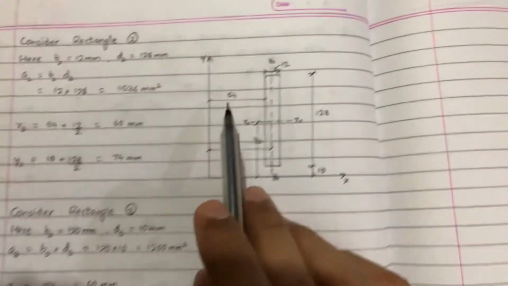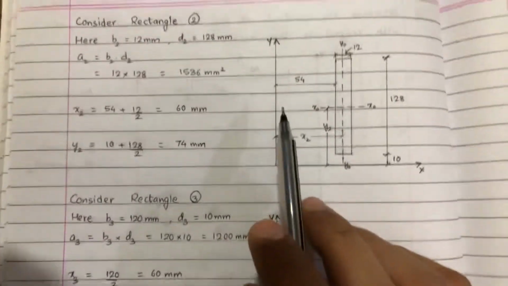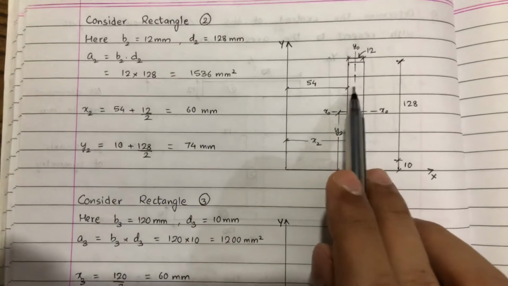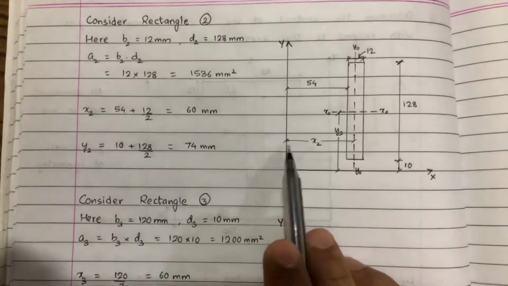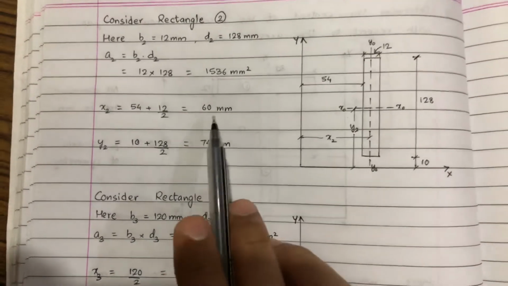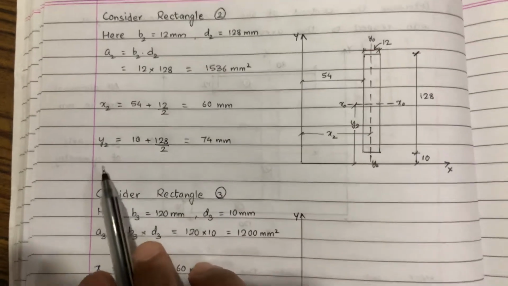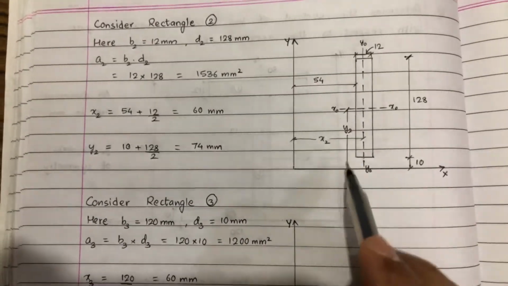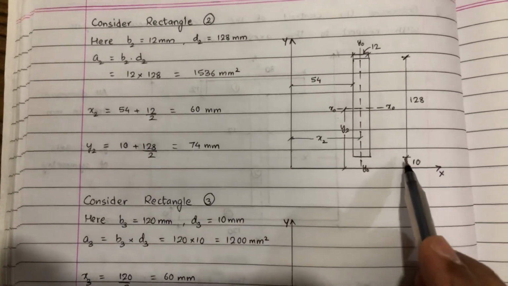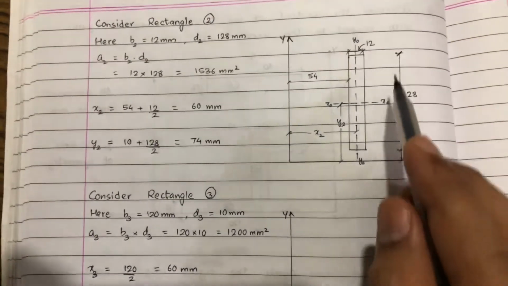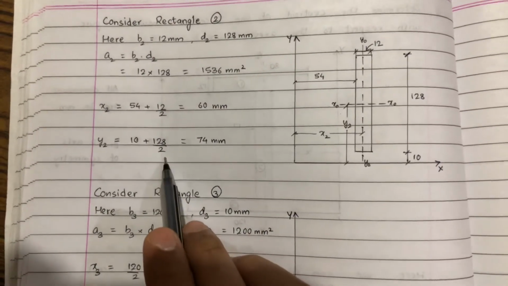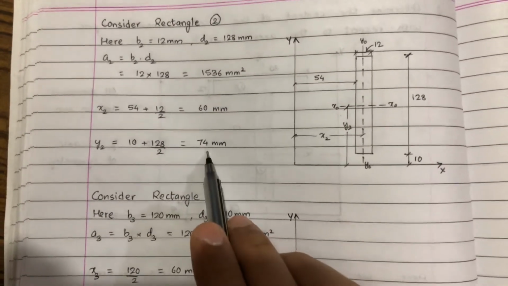So that's written over here. This distance is 54 mm. So x2 will be equal to 54 plus 12 by 2. That is x2, so it comes out to 60 mm. y2 is this distance. It will be equal to 10 plus 128 by 2. So it comes out to 74 mm.